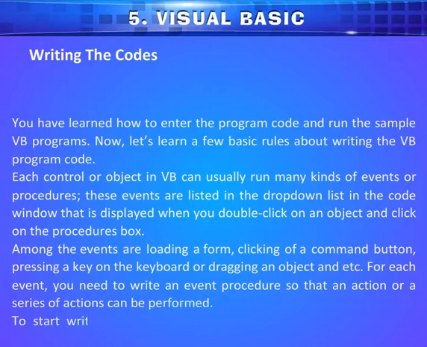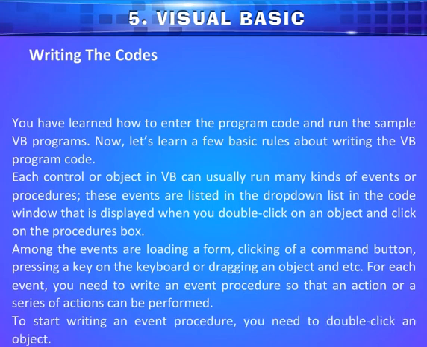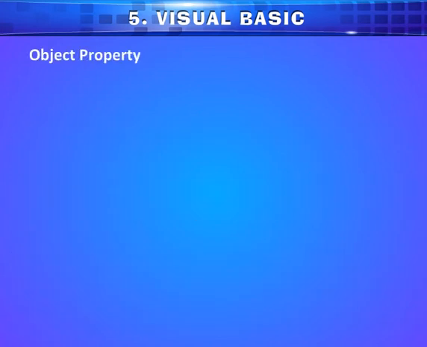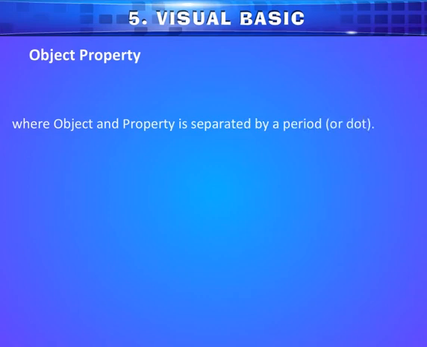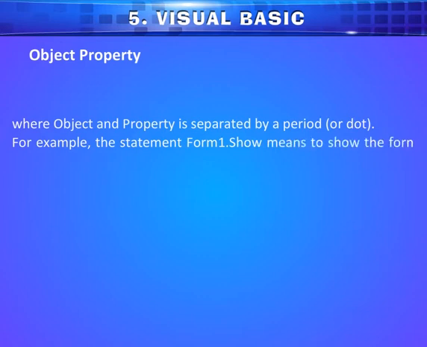To start writing an event procedure, you need to double-click an object. Object.property, where object and property are separated by a period or a dot. For example, the statement form1.show means to show the form with the name form1.